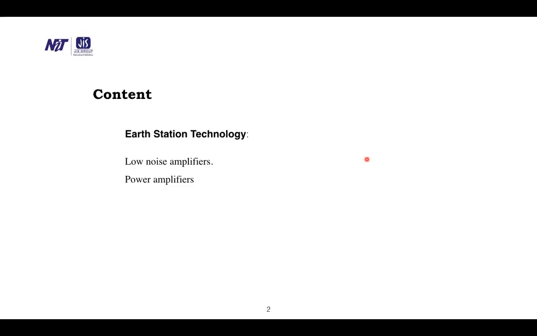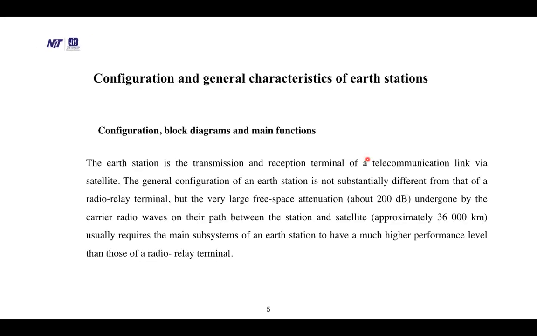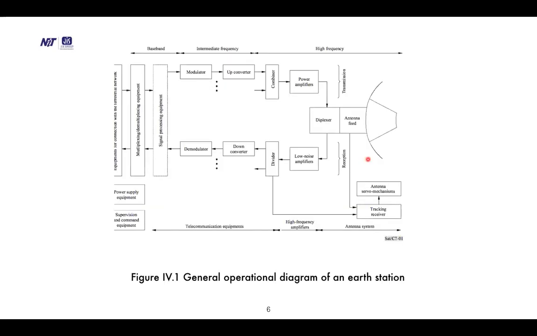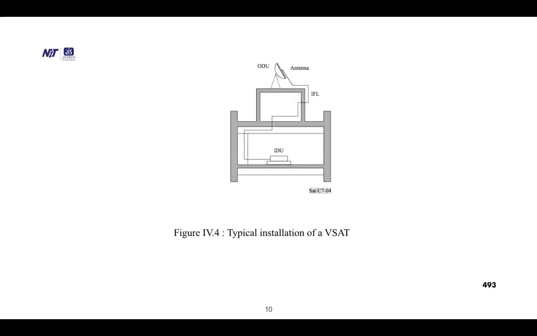So, we are basically concentrating our topic on earth station technology. In the previous section, we have completed the power section as well as the antenna section. So, we have seen the block diagram that was described in the earlier days. Antenna subsystem. This is the VSAT system.